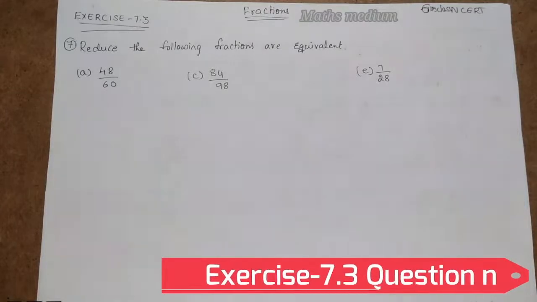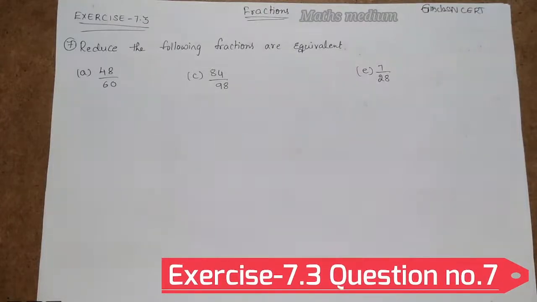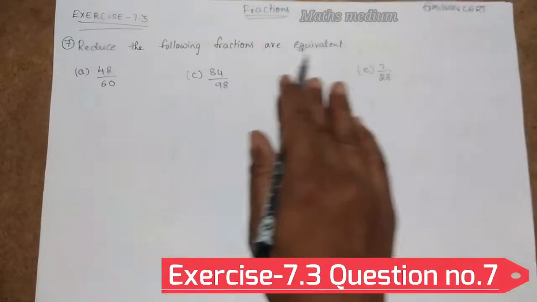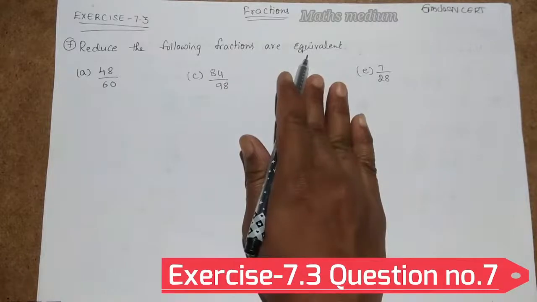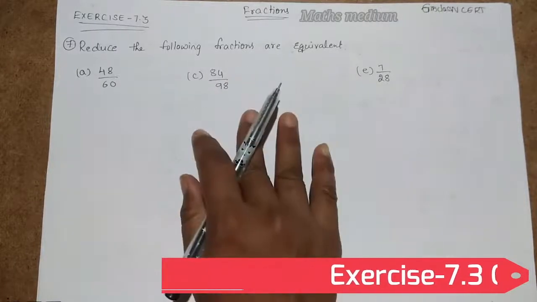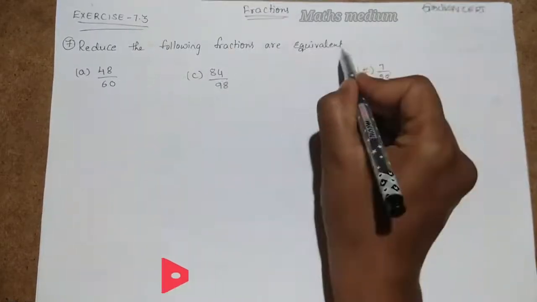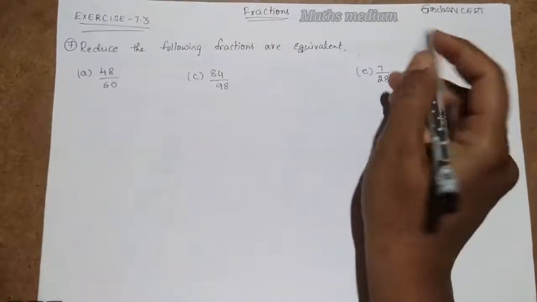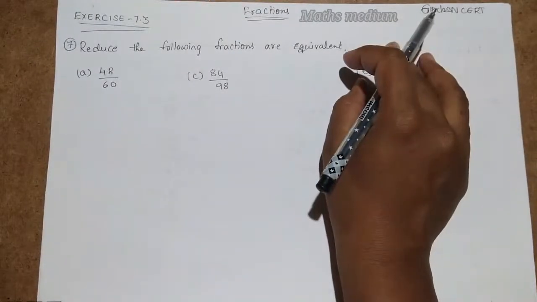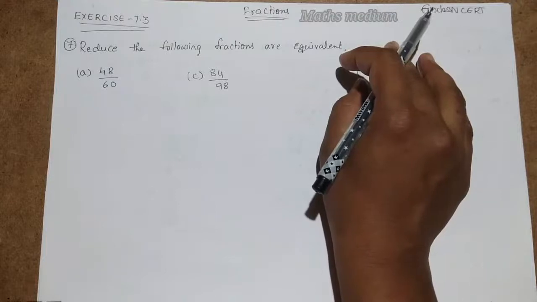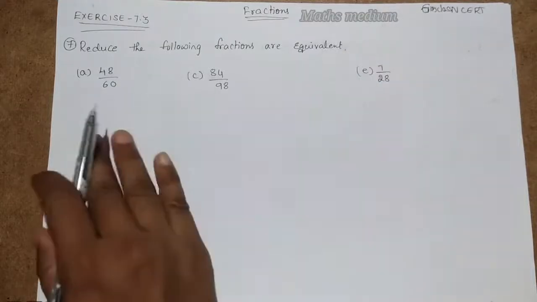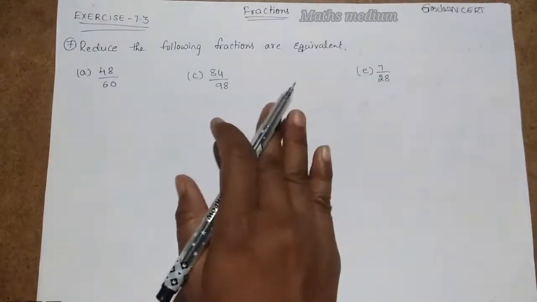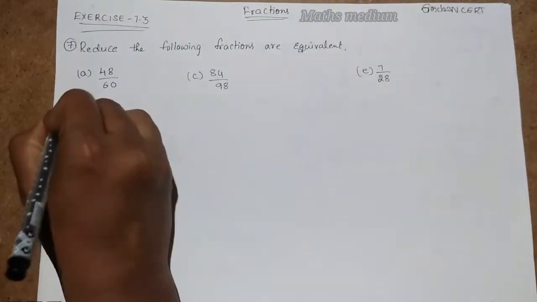Today I came with exercise 7.3 from fractions, 6th class NCERT. Question number 7. Reduce the following fractions to equivalent fractions. So we have to make equivalent fractions. At the same time we have to simplify these fractions. In previous videos I already explained the simplest form of fractions and equivalent fractions with examples. Check the description box for the links. Now coming to here, we have to reduce each fraction into the equivalent fractions. So let's start with a.